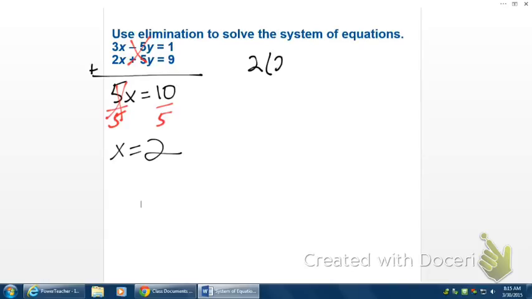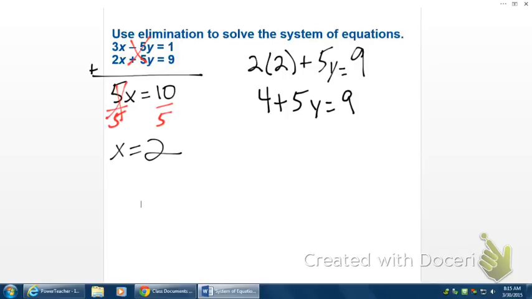Plus 5y equals 9. Okay. Does everybody see where I got that? That's my second equation. That's what I'm using. I'm using that second equation. All right. We got to figure out what y equals. So let's go ahead and work this out. This is going to give me 4 when you multiply that.